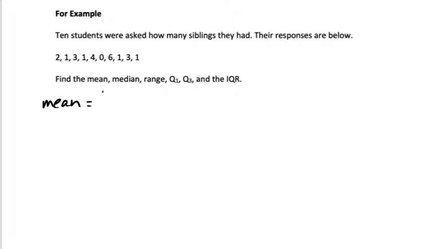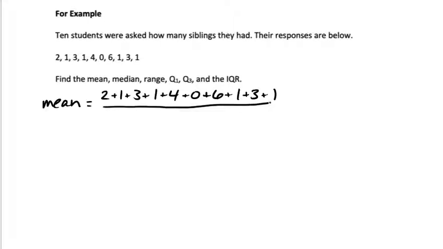So to calculate the mean, I'm going to add the data values and divide by how many there are, which is 10. If I add these numbers up, I should get 22. And 22 divided by 10 equals 2.2.